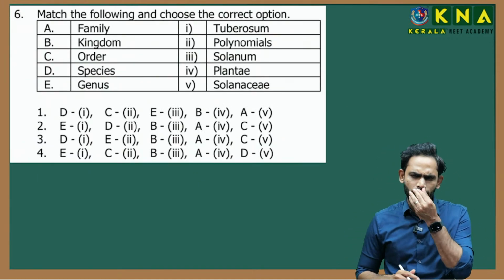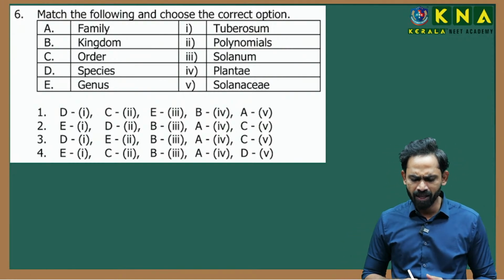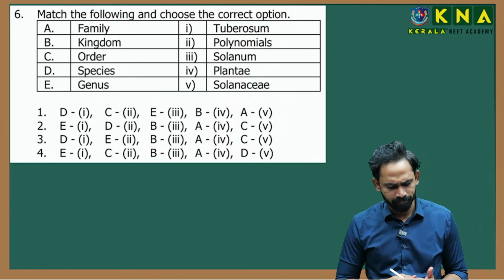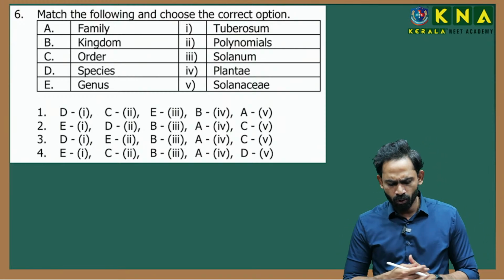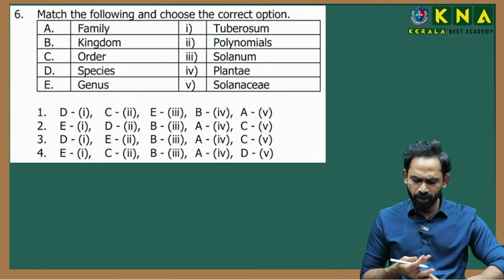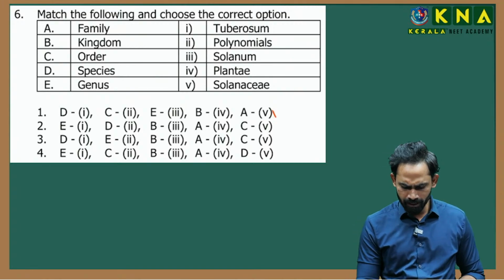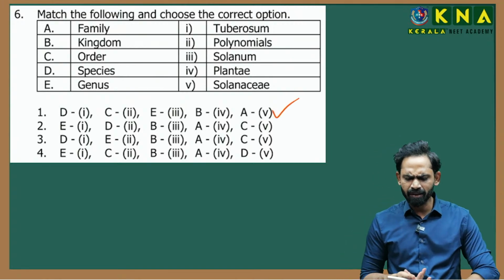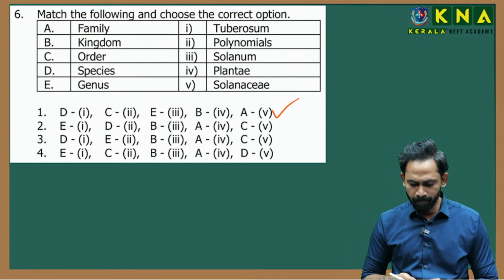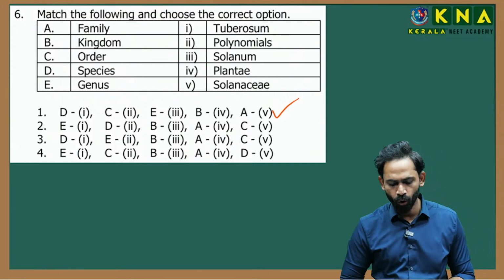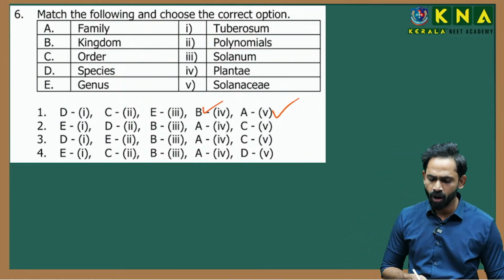Going good. Then comes the next question. Okay, living world, direct question. I will tell you where you need to consider. First you can check, match column 1 and column 2. Family: Tuberosum, Polymoniales, Solanum, Plantae, Solanaceae. Going for A belongs to 4. Okay. Next one is kingdom. Here only one kingdom is mentioned, the Plantae. So I am going for B belongs to 4. Next one is the order.